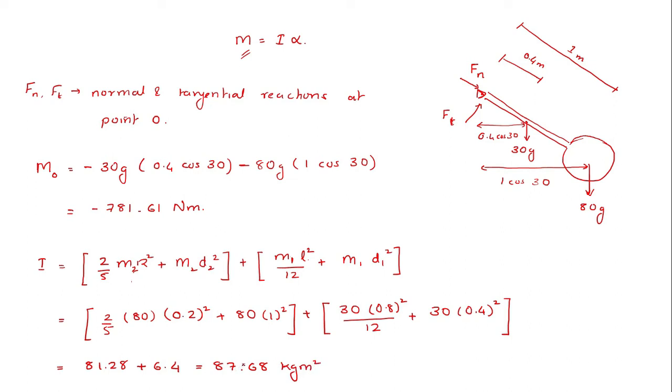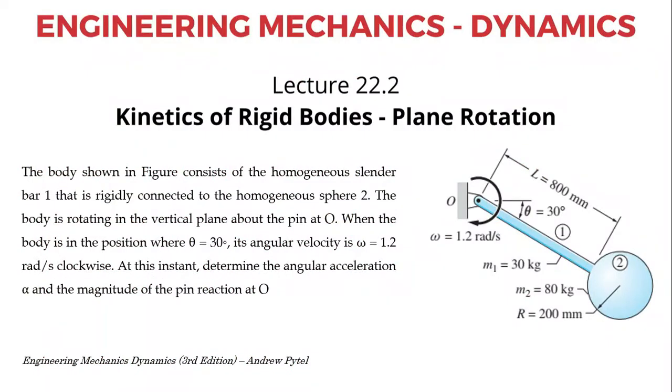Okay, so substituting both of these in this corresponding equation here, you would get minus 781.61 is equal to 87.68 into alpha, or alpha is equal to minus 8.914 radians per second square. Okay. Now here we had found out the angular acceleration of the entire rigid body with respect to the point O here. Now next we have to find the magnitude of the reactions at the point O here. The magnitude of the reactions.